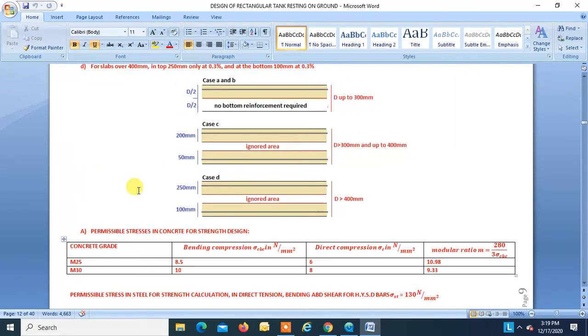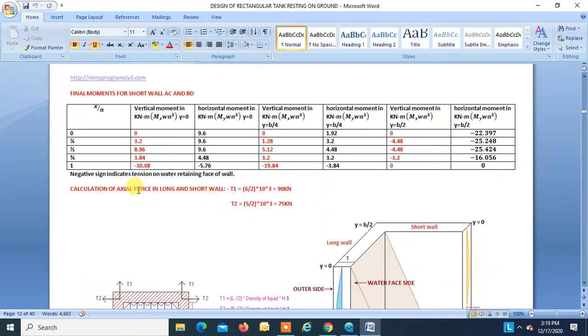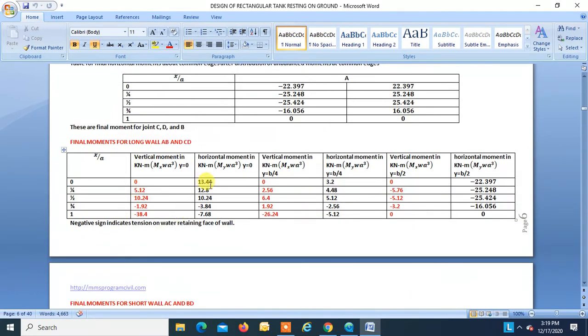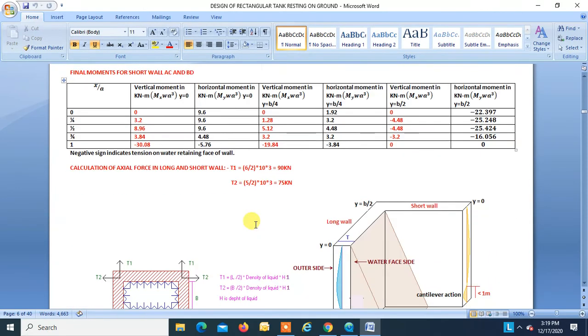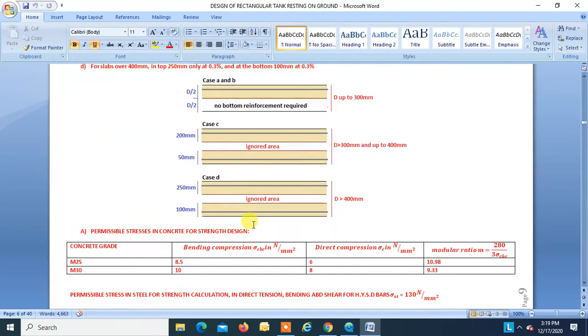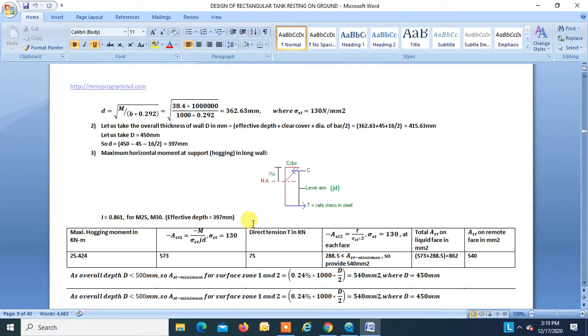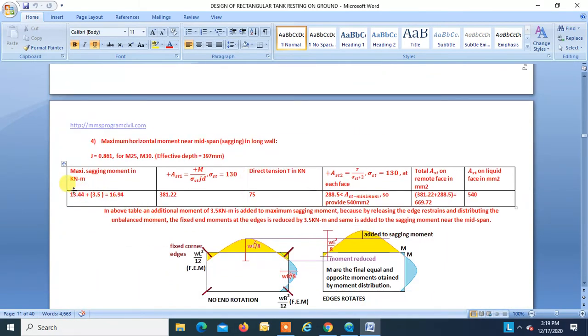If you see this table, these positive moments are sagging moments. These are all hogging. So out of this, the maximum is 13.44. So I have taken 13.44 over here, plus I have made an addition. I have added an additional moment.